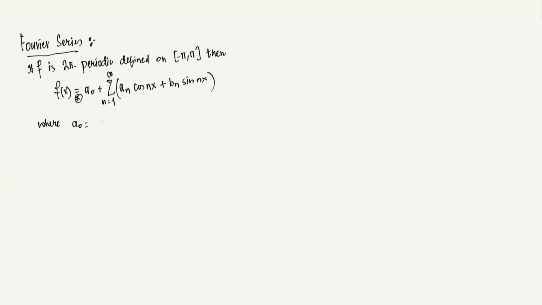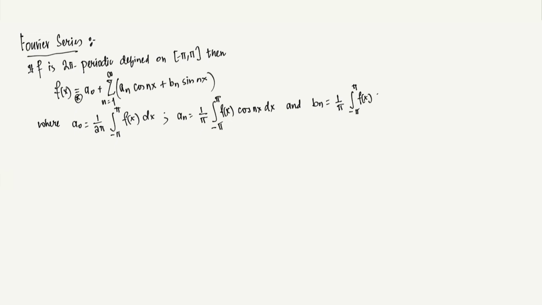what is a naught? If you remember, it is 1 by 2 pi, integral from minus pi to pi of f of x dx. And then what are the an's? How do you remember them? The first part is 1 by 2 pi, the second part will be 1 by pi, and then the integral from minus pi to pi of f of x. Now, is it cosine or sine? With an there is the cosine, so an will be 1 by pi integral of f of x cosine nx dx. Clear? And bn will be 1 by pi integral from minus pi to pi of f of x sine nx dx. I hope this is clear to you now.